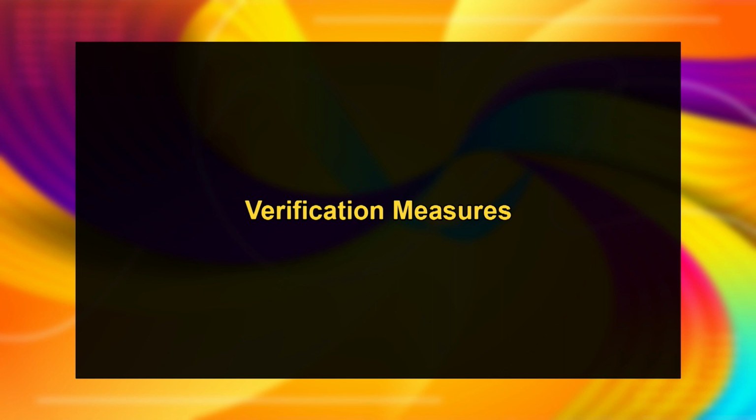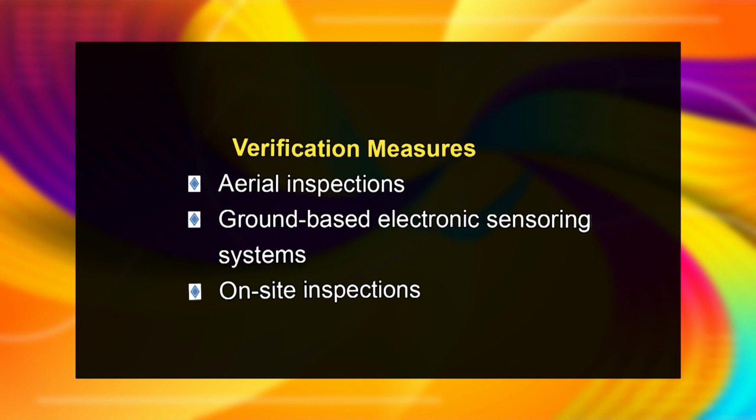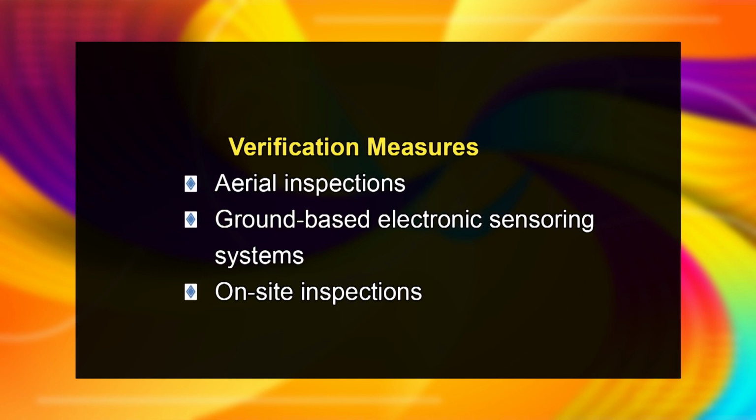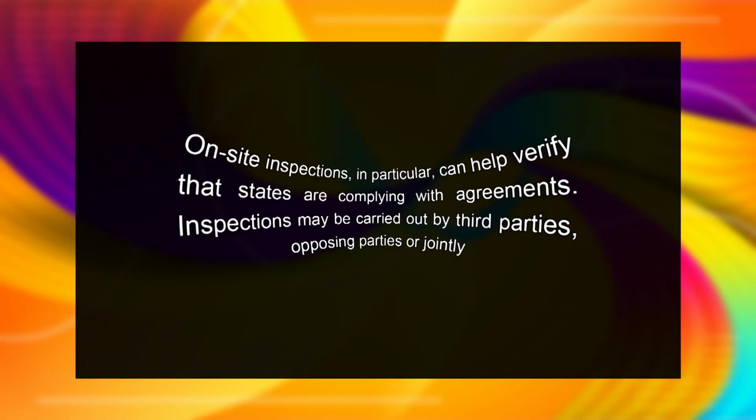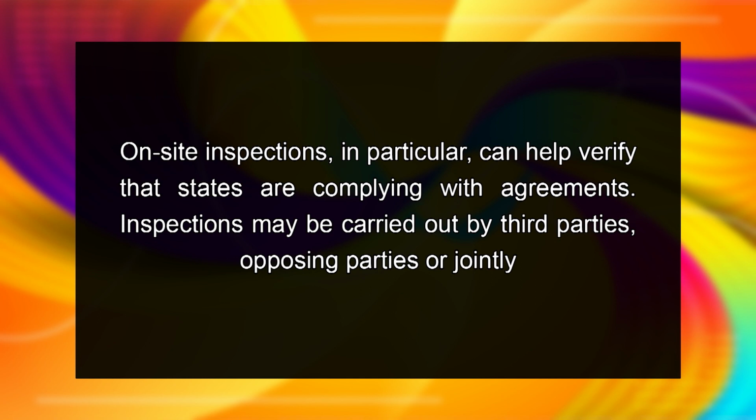Last, verification. Verification measures are designed to confirm or verify a state's compliance with a particular treaty or agreement. These can include aerial inspections, ground-based electronic sensing systems, and on-site inspections. Aerial inspections enable parties to monitor compliance with force deployment limitations in restricted zones, to confirm data exchange, and to provide early warning of potentially destabilizing activities. On-site inspections, in particular, can help verify that states are complying with agreements. Inspections may be carried out by third parties, opposing parties, or jointly.